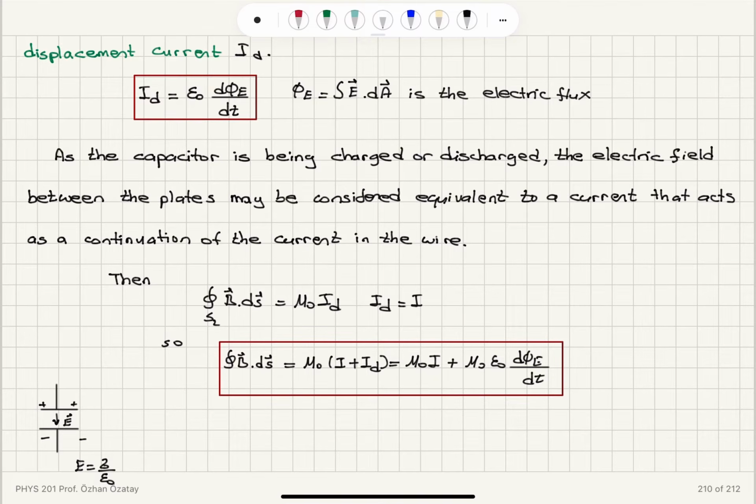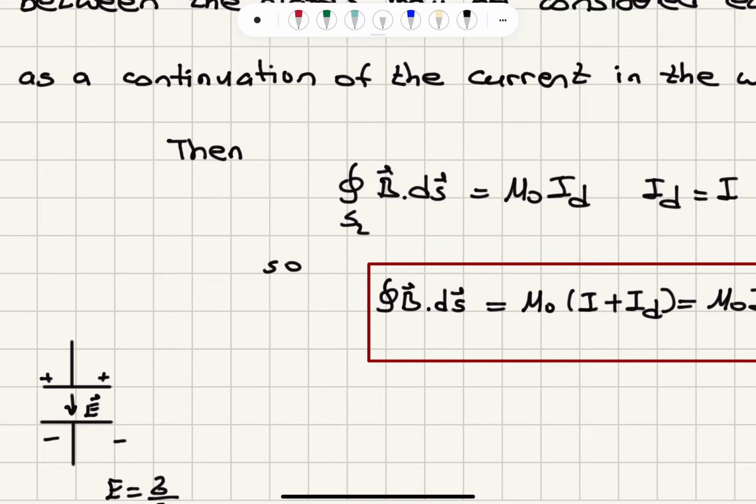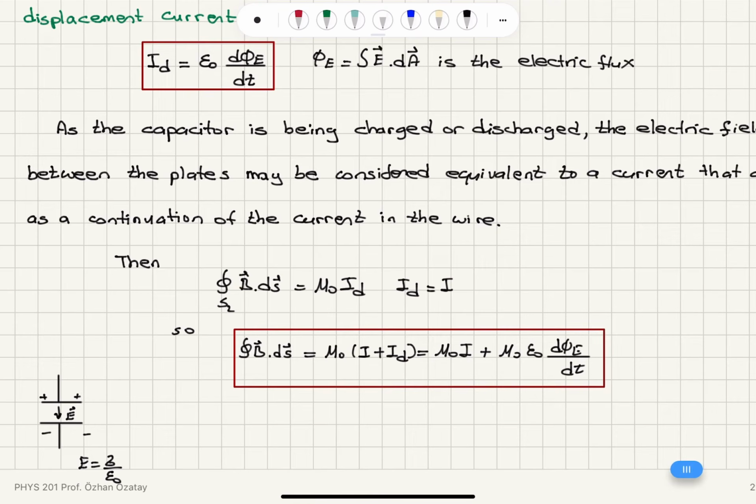Now if you consider this parallel plate capacitor, which has an electric field in between the two plates, sigma, the charge density divided by epsilon zero, permittivity of free space, the electric flux is basically E multiplied by the area of the plates A, which is sigma divided by epsilon zero times the area.